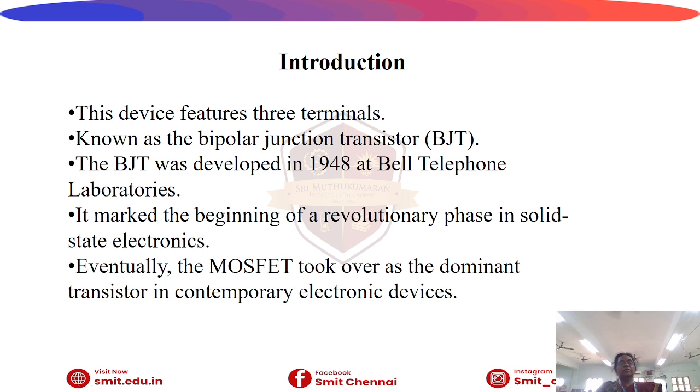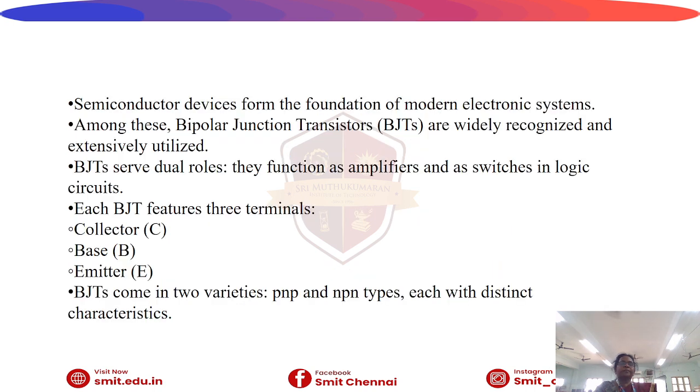Introduction. This device features three terminals and is known as the bipolar junction transistor. The BJT was developed in 1930 at the telephone laboratory. It marked the beginning of a revolutionary phase in solid-state electronics. Eventually, the MOSFET took over as the dominant transistor in contemporary electronic devices.